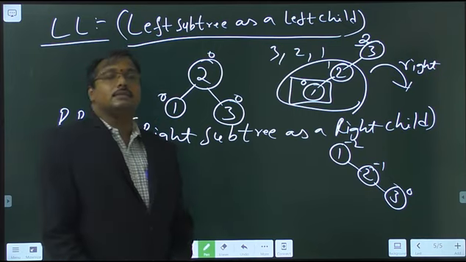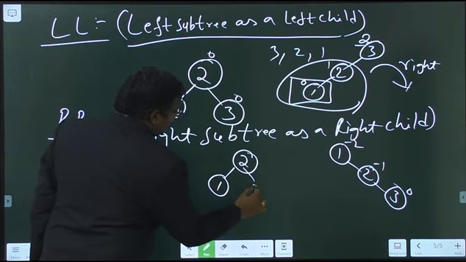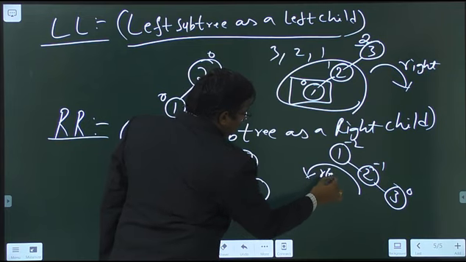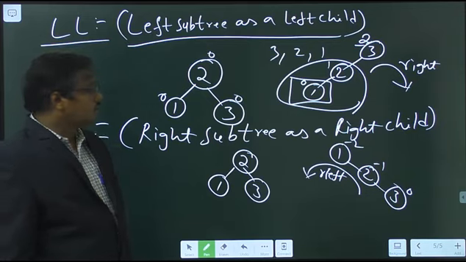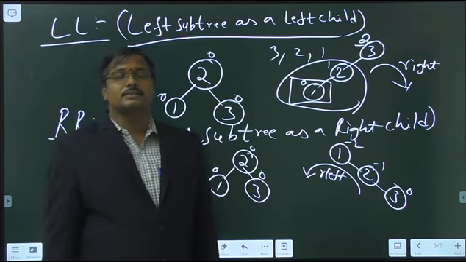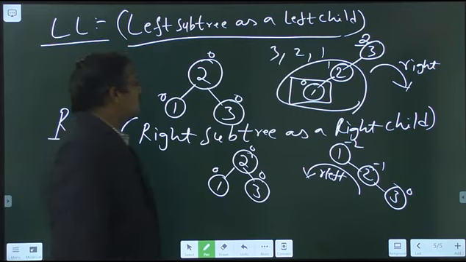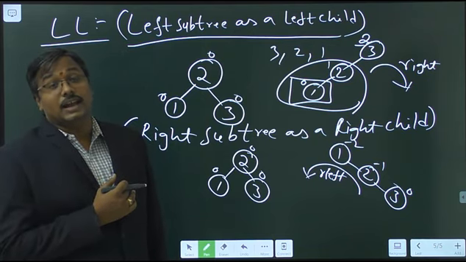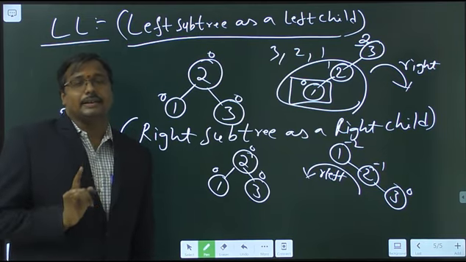So whenever we rotate this, we get 2, 1, 3. What is the solution for this? Rotation towards the left, one time. So we rotate to the left one time, and the balance factors are 0. This is the LL case and the RR case. These two are single rotation cases, meaning that whenever we perform one rotation, we automatically get a balanced tree.